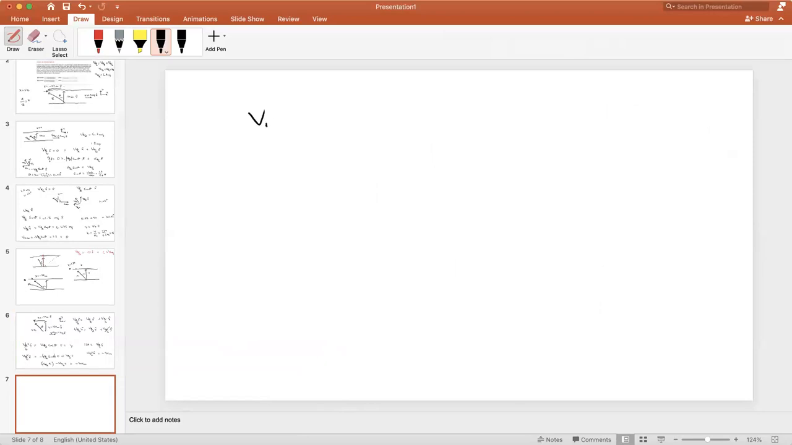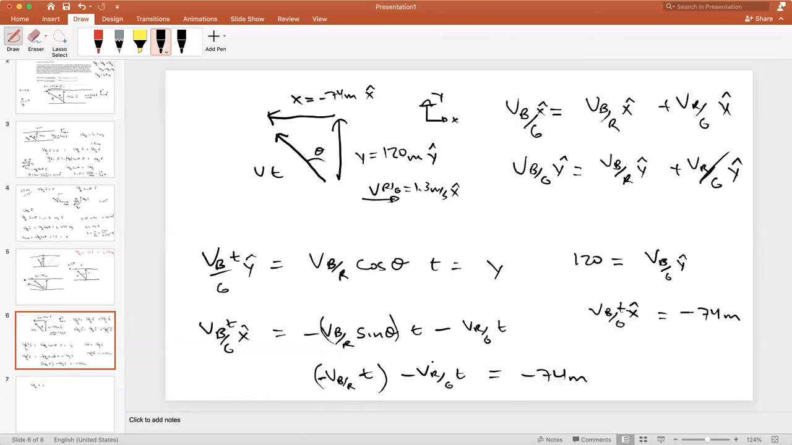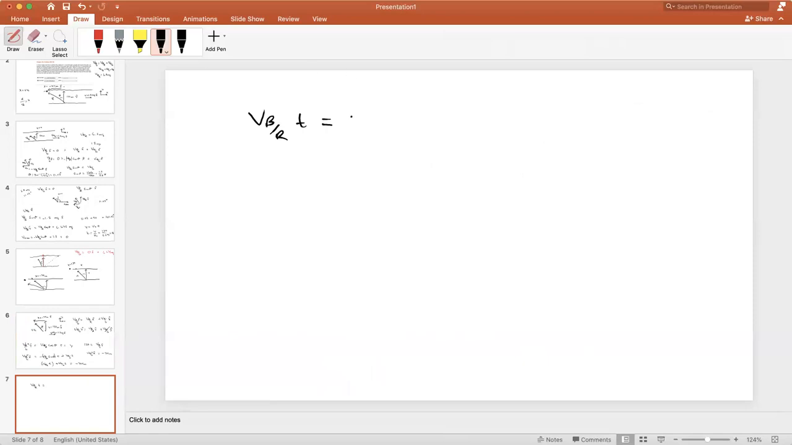So I get V_B over river times t. If I move this over, I have a negative, I'm sorry, this is plus. If I move this over, I get negative 74 minus V river over ground times t. I can cancel all the minus signs. So I get 74 plus 1.3, that was the velocity of the river to the ground, times t. Now, I know the velocity of the river, this was in our x direction, times t in the y-hat was 120 meters.